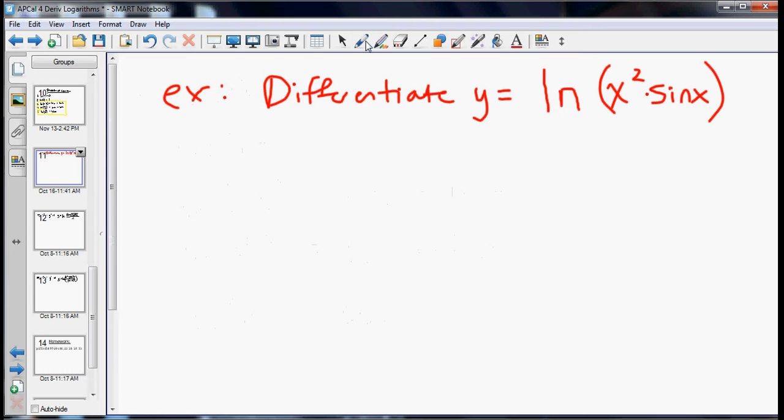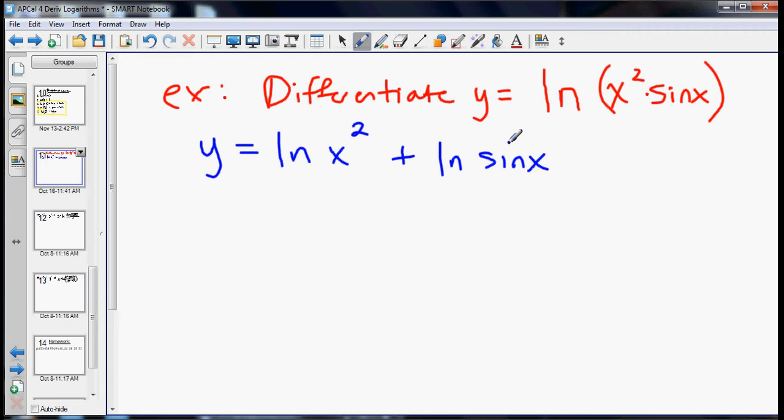Okay, this one's a little easier looking than the one we had earlier. But this says differentiate y equals the natural log of x squared times the sine of x. So without using these properties, when we were taking the derivative of x squared times sine of x, we'd have to use the product rule. But using the properties of logarithms, I can rewrite the original as the natural log of x squared plus the natural log of sine of x. So please note, I have split it from one natural log into two different natural logs.